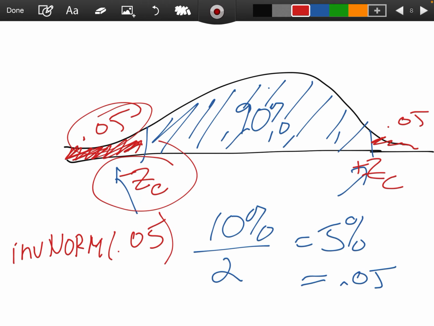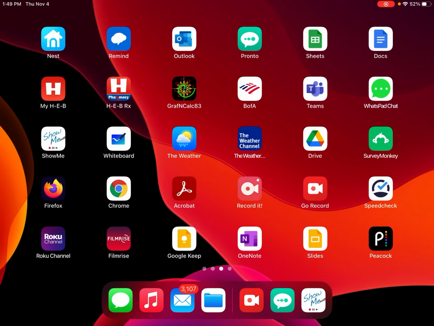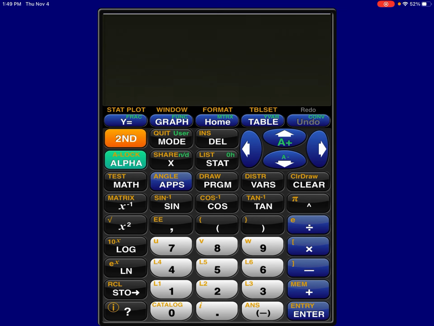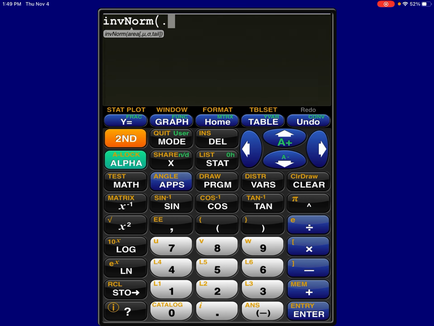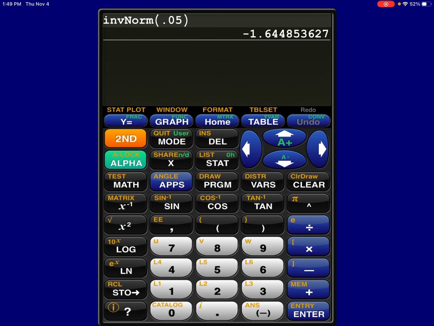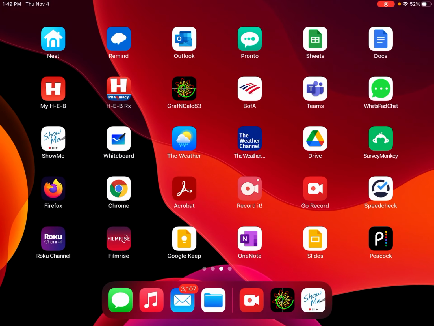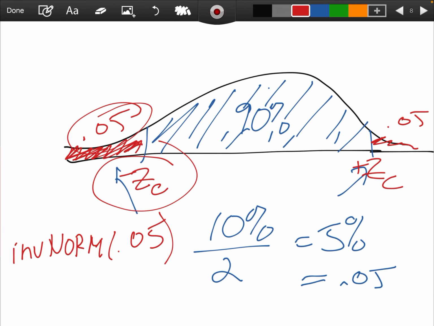And remember, it's talking about the area to the left. So we know the area to the left is 0.05. I'm going to do this on my calculator. Let me get this going here. Let me clear it out. So I'm going to go second and bars. I'm going to go inverse norm 0.05, and hit enter. And if you notice, I'm coming up with a negative 1.64, right?